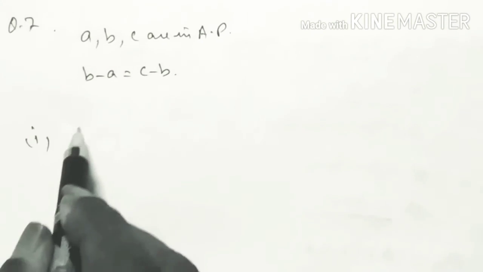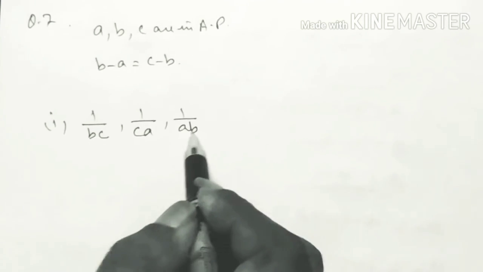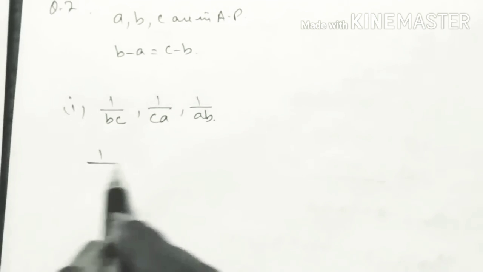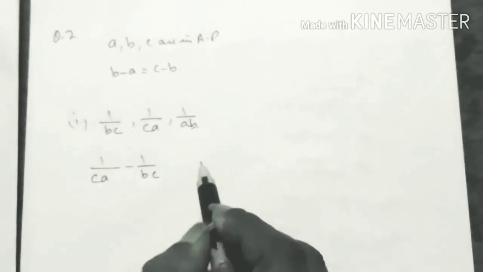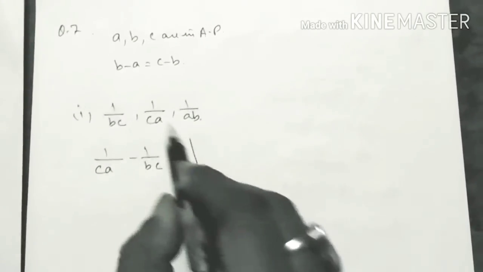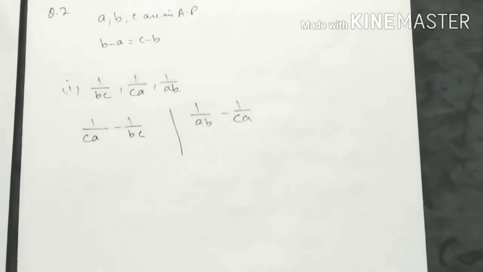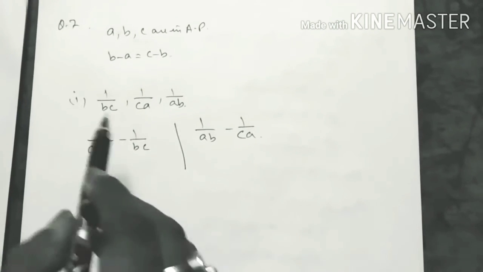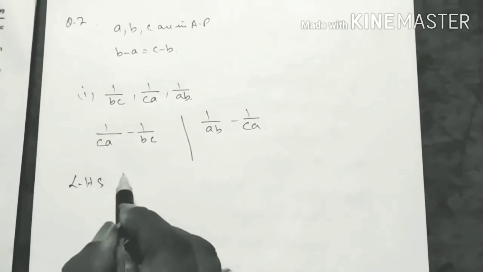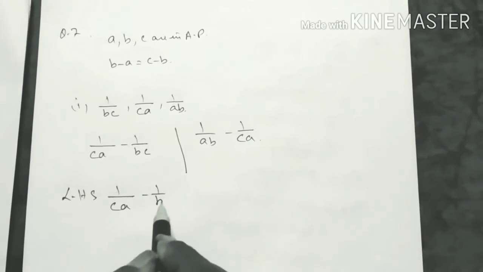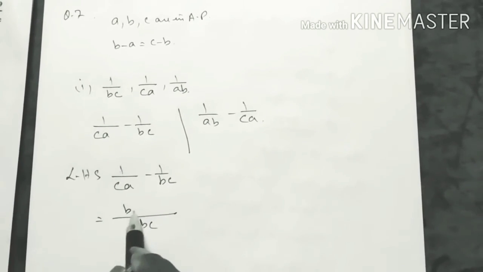Now the first question is 1 by bc, comma 1 by ca, comma 1 by ab. So 1 by ca minus 1 by bc, that is second minus first, and the next is third minus second, 1 by ab minus 1 by ca. Now if we can prove that these are equal, then we can say that they are in AP. So left hand side is 1 by ca minus 1 by bc. Your LCM is abc. So here it comes to b minus a.